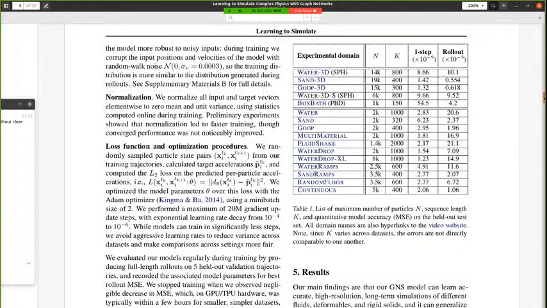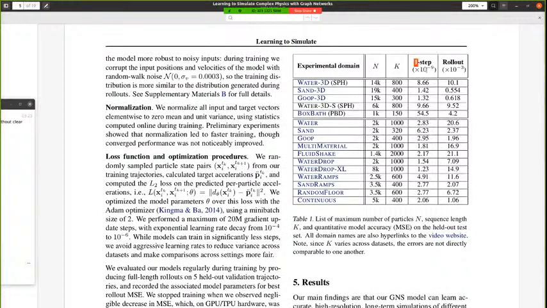I mean, 10 to the minus 9th is basically the precision of floating point. Yeah, this is one step. You would hope that it doesn't shoot particles all the way across the box in one step. So these should be small. The interesting thing is rollout error.